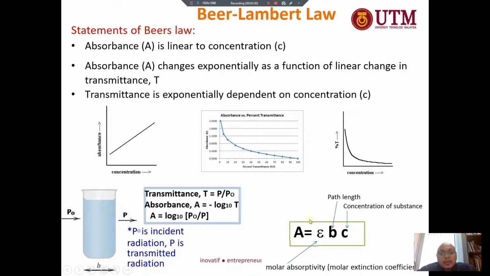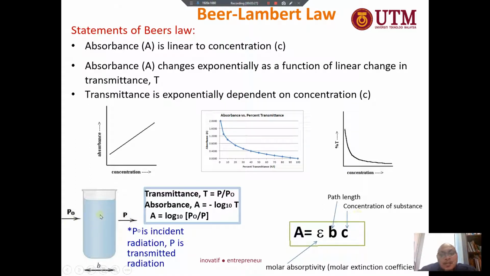Okay, we have four formulas. A equals epsilon b c. I just call it E, the molar absorptivity, b the path length, and c the concentration of this substance. The path length is the path length of the cuvette. It means the length the light needs to pass through your absorber. For example, you have the cuvette over here, the container over here. The length the light travels through the absorber is the path length.